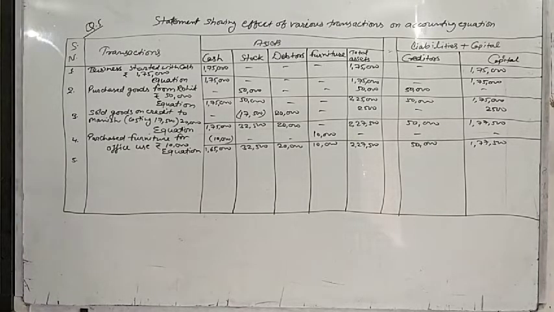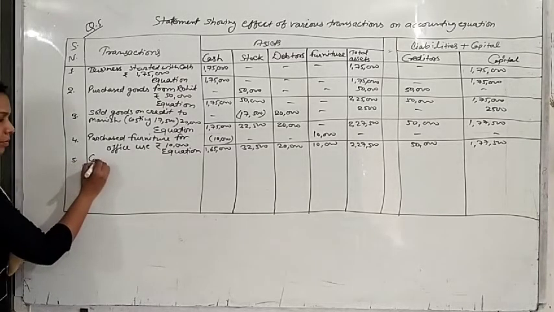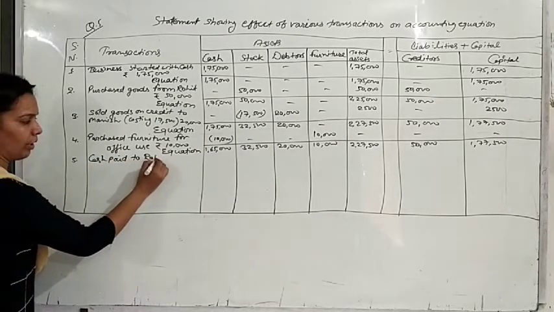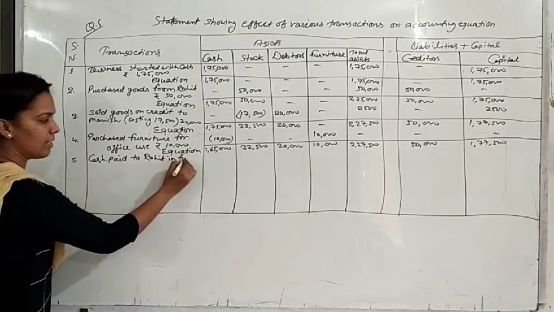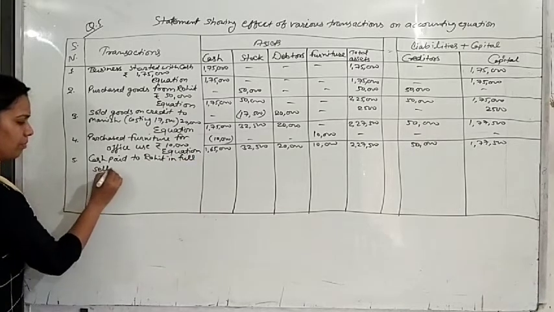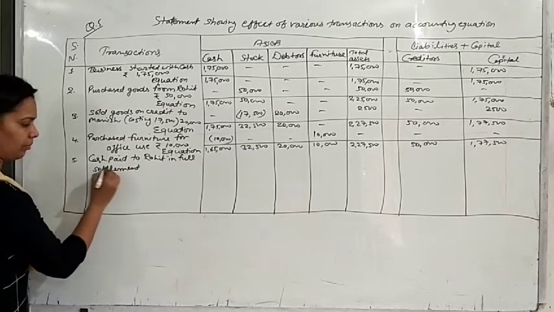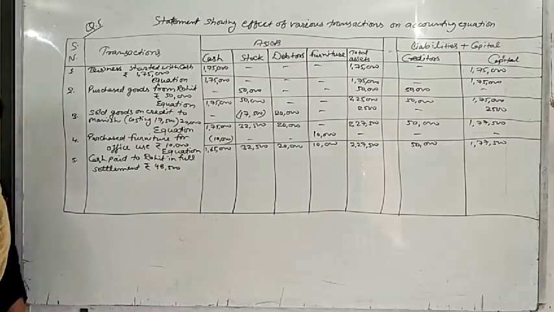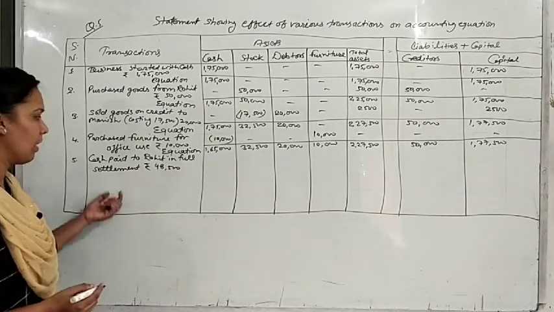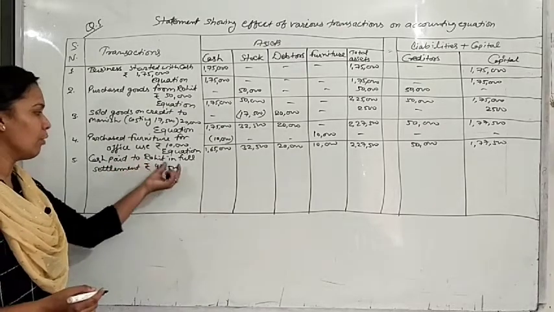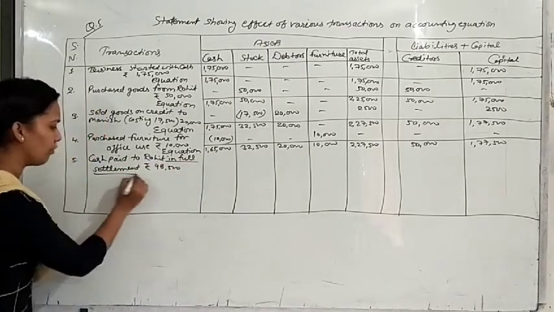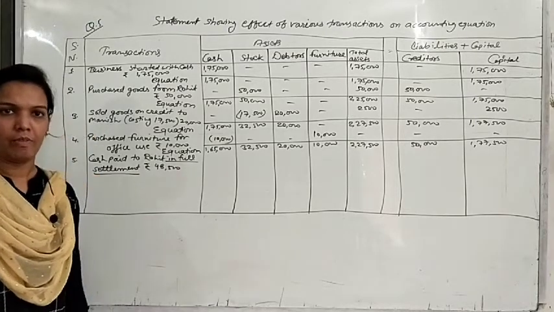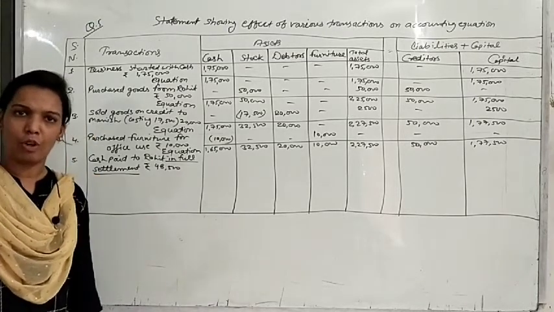Cash paid to Rohit in full settlement, rupees 48,500. This is a new transaction for you, so try to understand it properly. Cash paid to Rohit in full settlement. This is the main line. Full settlement means you have done full settlement to your creditor, whether that is a discount or whatever.